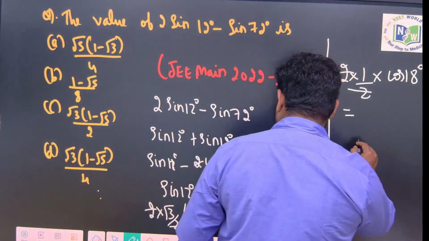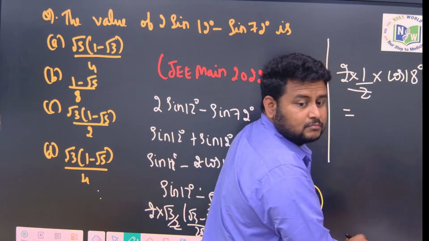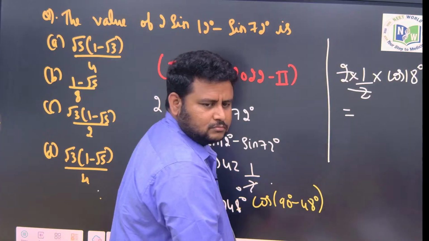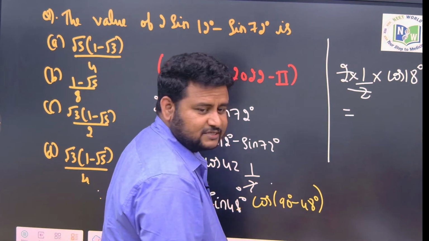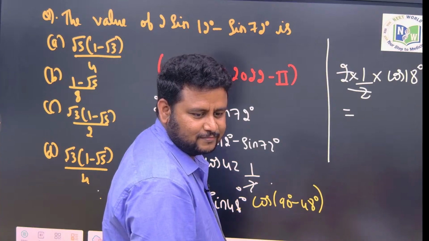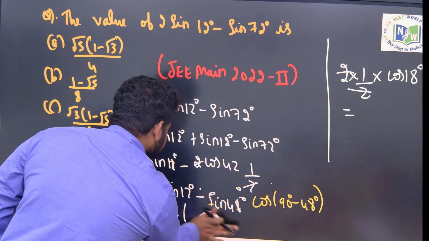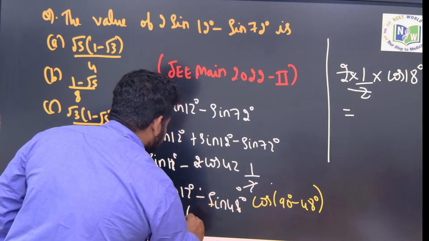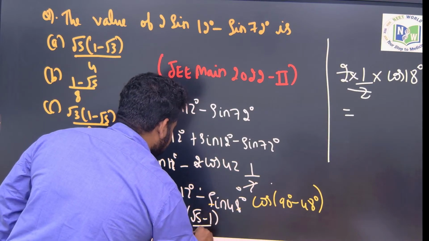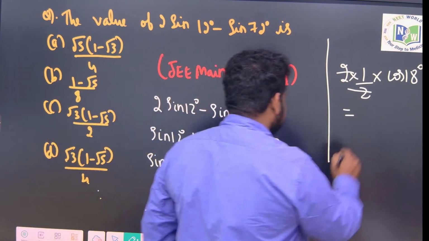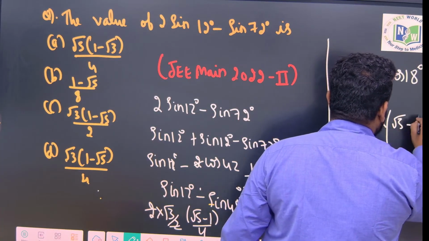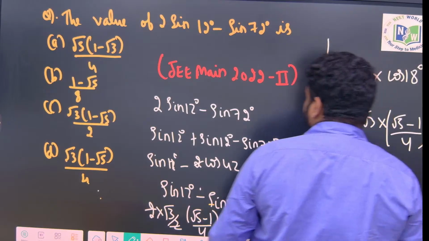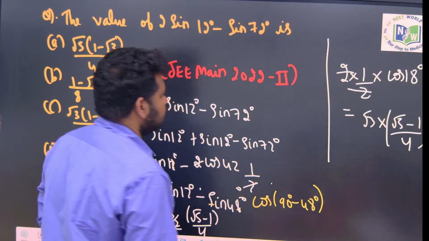So if you do this, okay. Sin 18 is root 5 minus 1 by 4. Then why did you say the 15 degree value? That is the value for 15 degree. So tell me the value. Root 5 minus 1 by 4. Okay, fine. So we are having root 3 into root 5 minus 1 by 4. So what is the option we should go with?